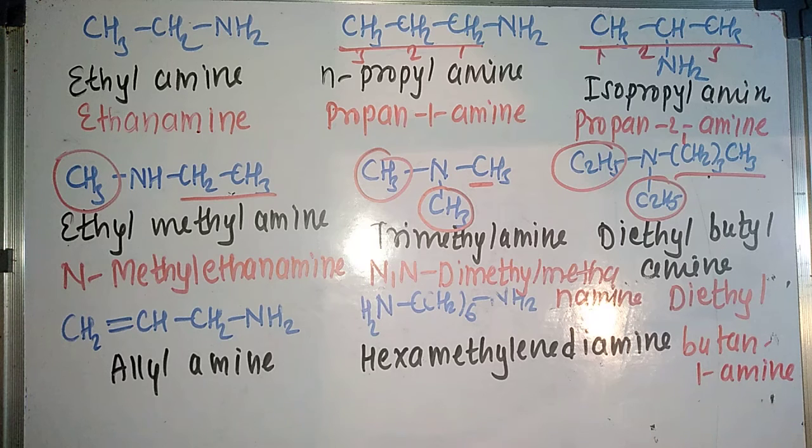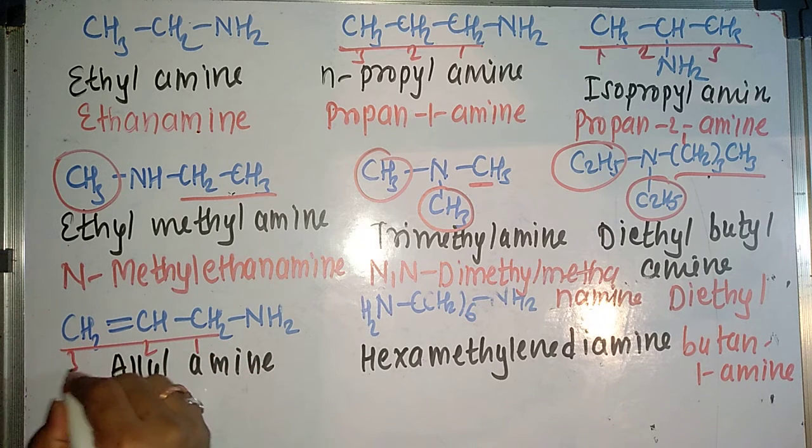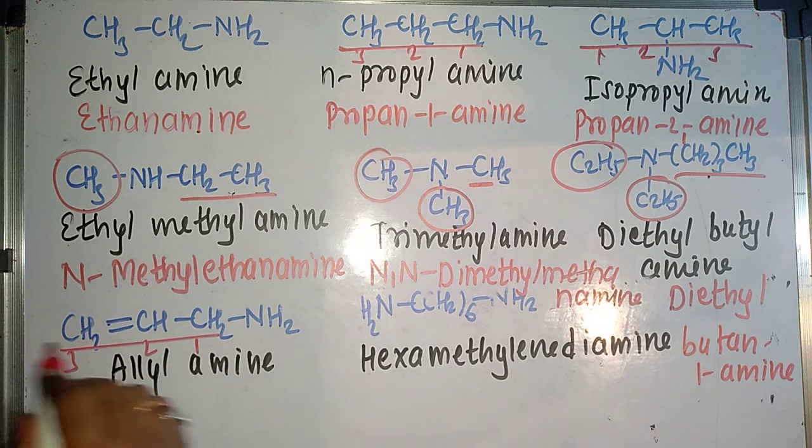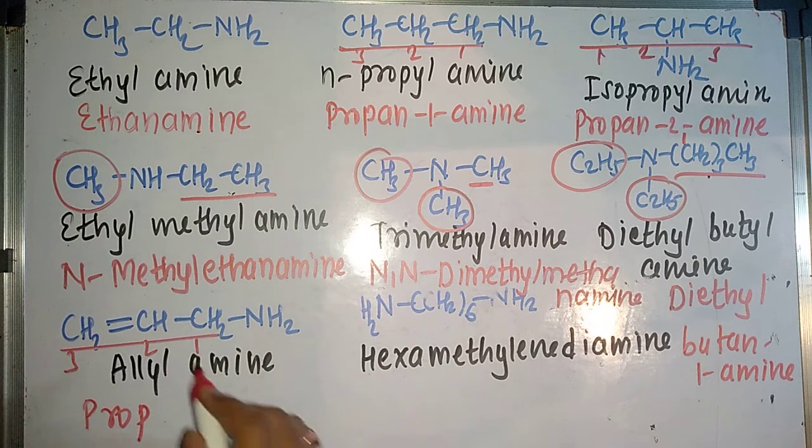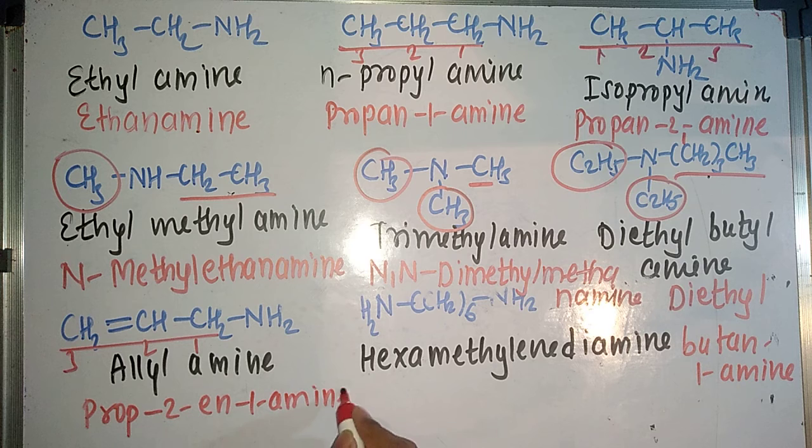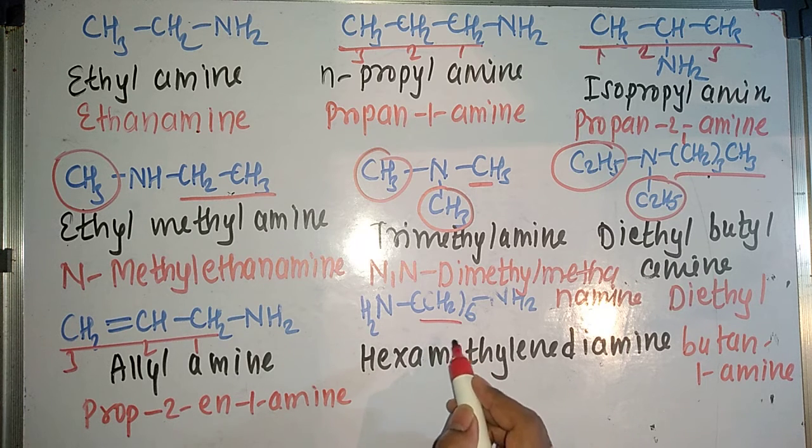Now in this case, this is the longest carbon chain. Out of double bond and NH2, NH2 will have a higher priority. So I will start the numbering from the right end of the chain so that the carbon attached to NH2 will get the lowest possible number. Here I have a total of 3 carbon atoms, so no doubt it will be prop. Since I have a double bond at second position, I will write it as prop-2-en-1-amine.